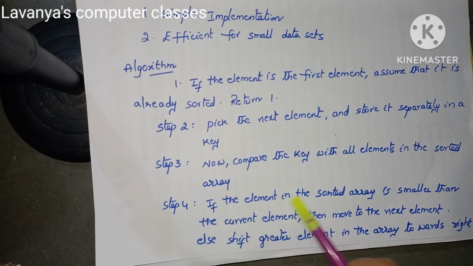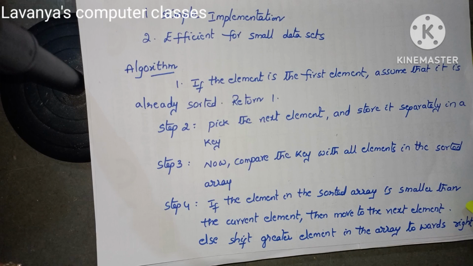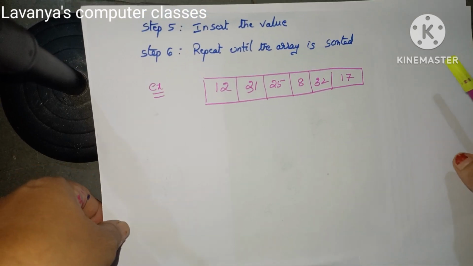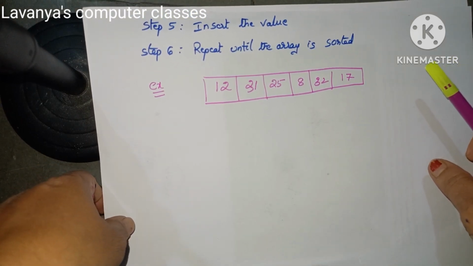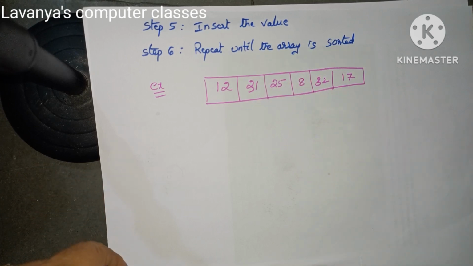Step 4: if the element in the sorted array is smaller than the current element, then move to the next element. If the sorted array element compared to this one is smaller, then keep it and go to the next element. Otherwise, shift the greater element in the array towards the right. Step 5 is, insert the value in the proper position. Then repeat until the array is sorted. Repeat the same steps until all the elements are in ordered manner.